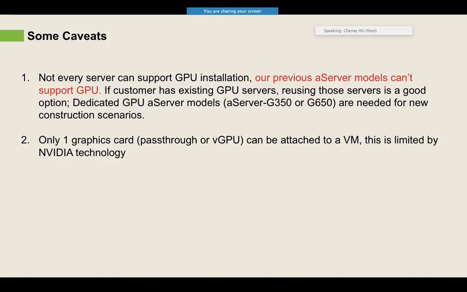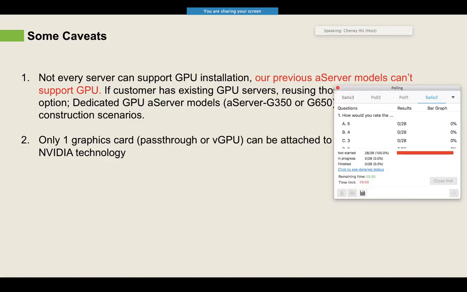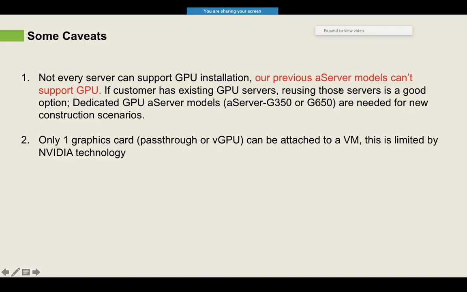The first one is that not all servers can support the GPU installation. Our previous aServer models like aServer 2000, aServer 2100, all those aServer 2000 series, they cannot support the GPU. They are non-GPU models. If the customer has existing GPU servers, then they can reuse their existing GPU.